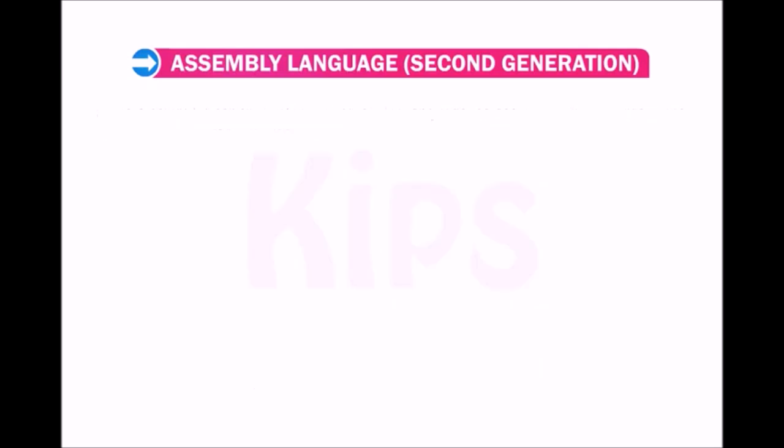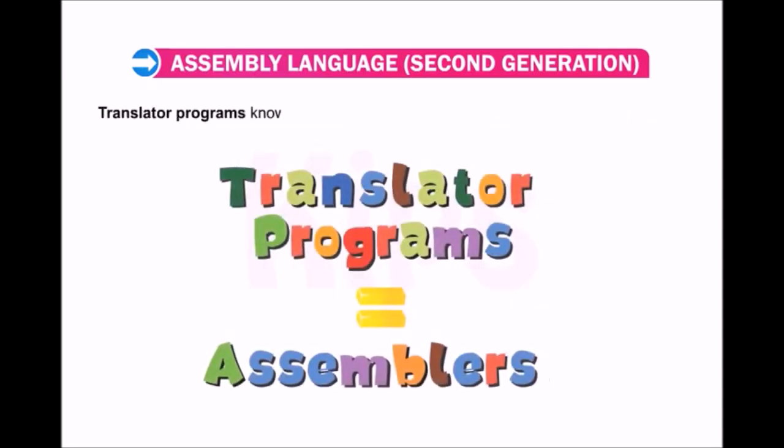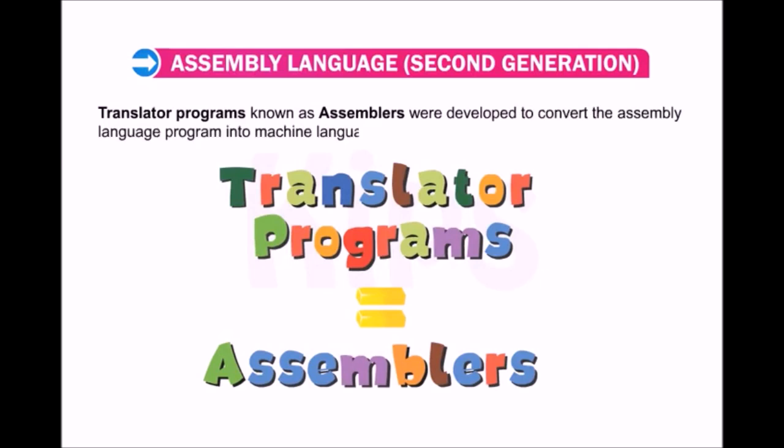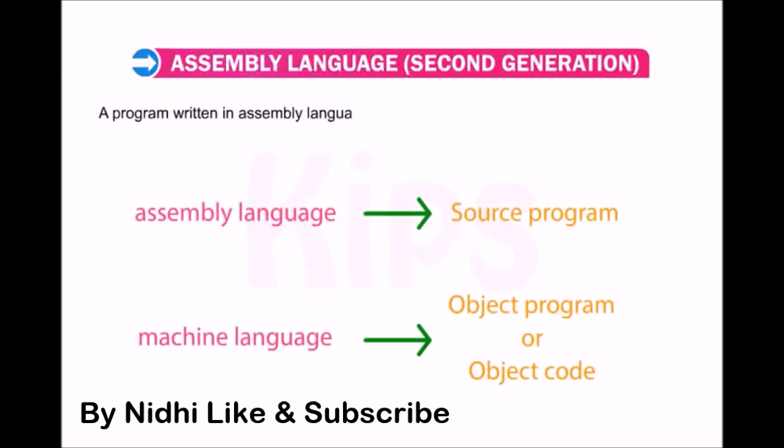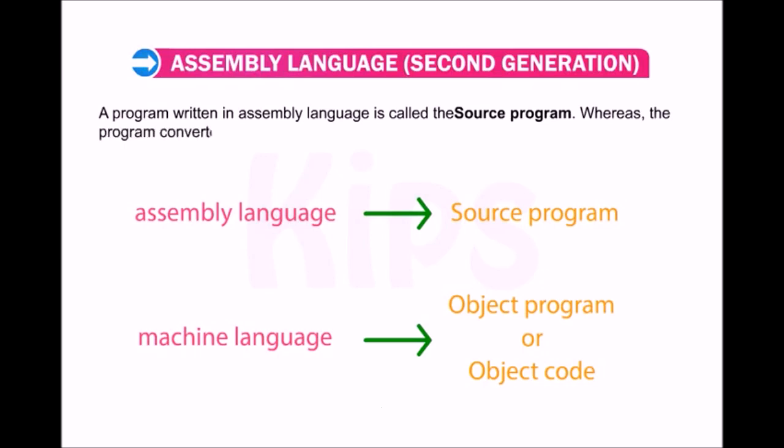language. Translator programs known as assemblers were developed to convert the assembly language program into machine language. A program written in assembly language is called the source program, whereas the program converted into machine language by the assembler is called object program or object code.